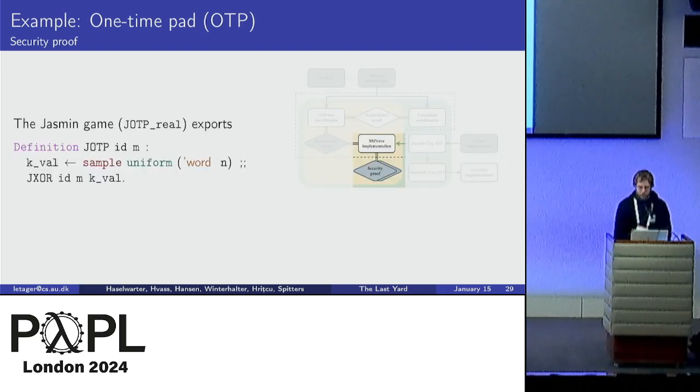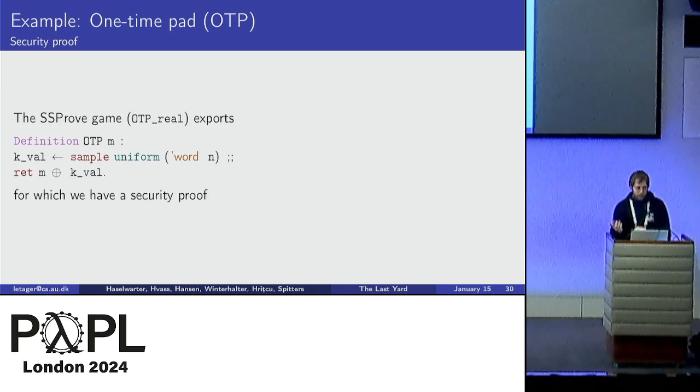Yes, so let's look at how that actually looks. So a Jasmine game here is a function, and this is the only export it has, which is this one-time pad. It takes a key, which is sampled uniformly at random, and then it XORs that key with the message for the Jasmine XOR. We then look at the SS-proof implementation. For the SS-proof implementation, again, we sample a key uniformly at random, but then we do the XOR operation with the mathematical XOR operation.